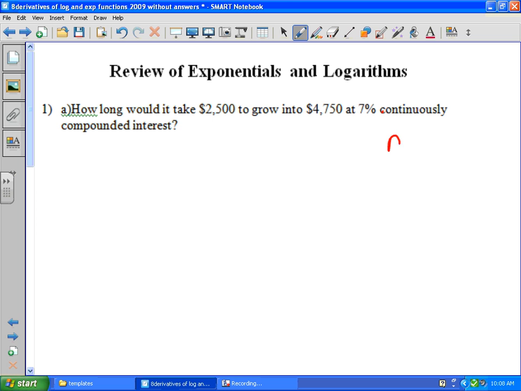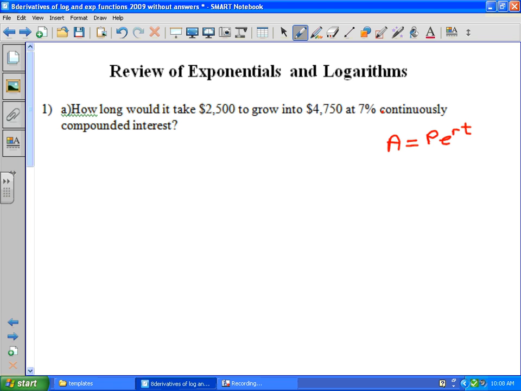It goes like this. Accumulated value equals the principal times e to the rt. And some people remember it like A equals Pert, P times e to the rt. Maybe you remember it. P is your principal, r is the interest rate, compounded continuously, and t is the time in years. So the question is, how long will it take?